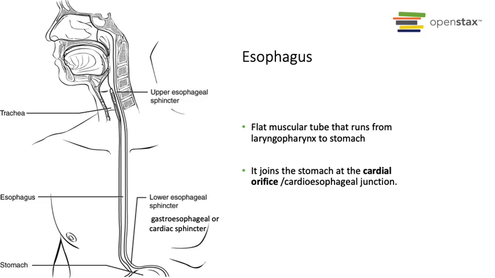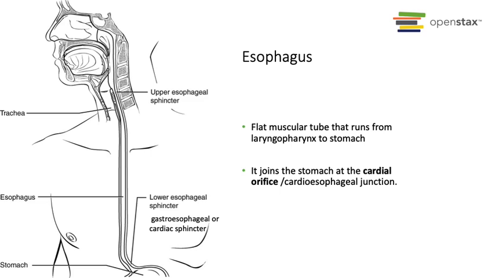The esophagus is a flat muscular tube that runs from the laryngopharynx to the stomach. When it is not involved in food propulsion, it collapses. The esophagus pierces the diaphragm at the esophageal hiatus and joins the stomach at the cardial orifice.